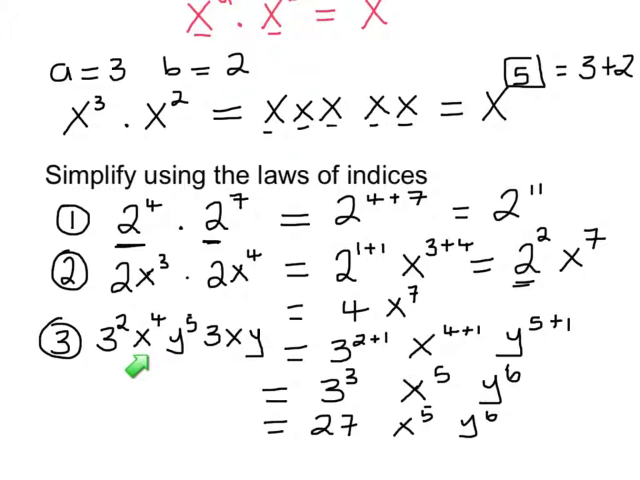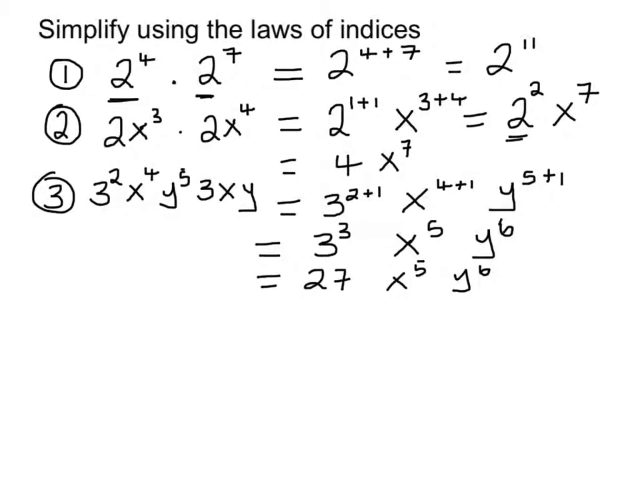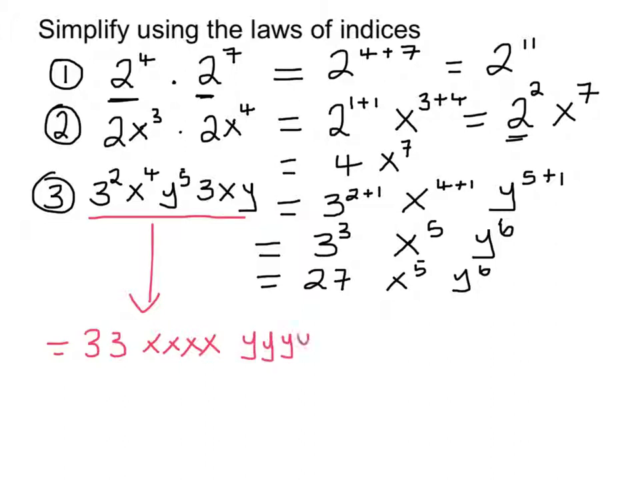Because the powers here are all whole numbers, you could just bypass the law of indices and write the whole thing out as individual powers. What I mean is this. You could redo this question, okay, in this way, and just rewrite it. 3 squared is 3 by 3. X to the power 4 is x by x by x by x, 4 x's. Y to the power 5 is y multiplied by y 5 times. There's 5 of them. Then you've got 3x and y.